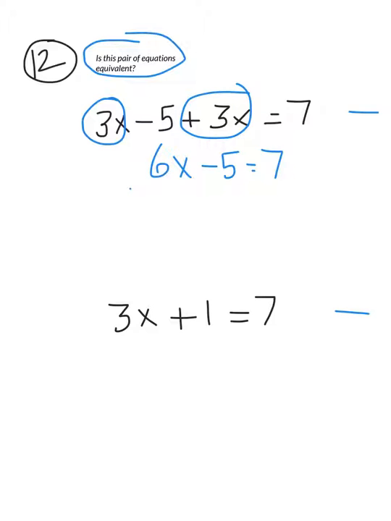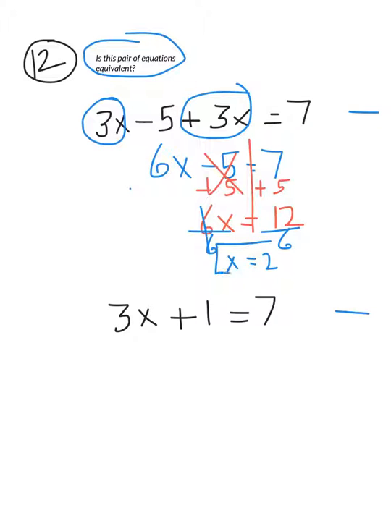And then I would go plus 5, plus 5. And that would give me 6x equals, what's 7 plus 5? 7, 8, 9, 10, 11, 12. Okay. And then I would go divide by 6, divide by 6. X equals 2. Okay, so nothing matched up and I have x equals 2.